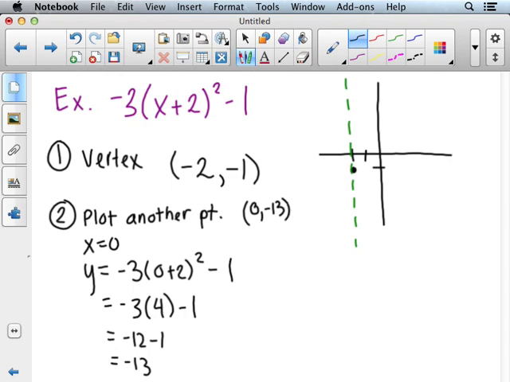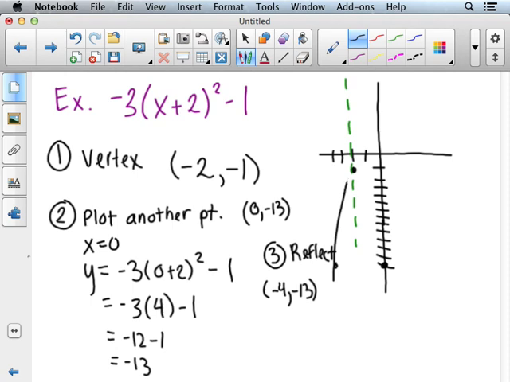So 0, 1, 2, 3, 4, 5, 6, 7, 8, 9, 10, 11, 12, 13. Way down here. Now step 3 is to reflect. So I'm 2 spaces away on the right. I need to go 2 spaces on the left. So my reflected point is -4, -13. I'm going to connect.